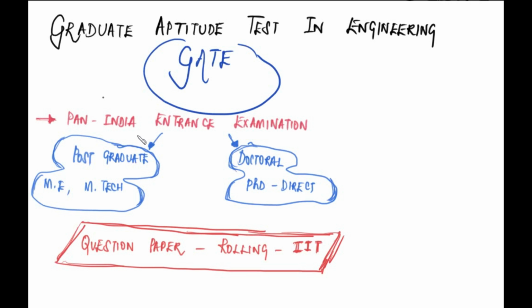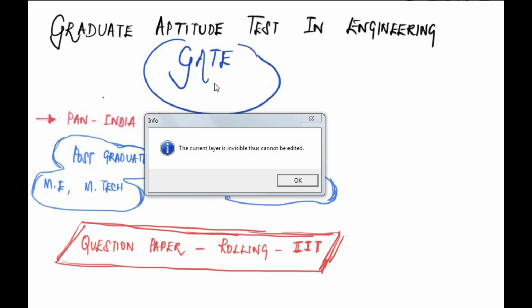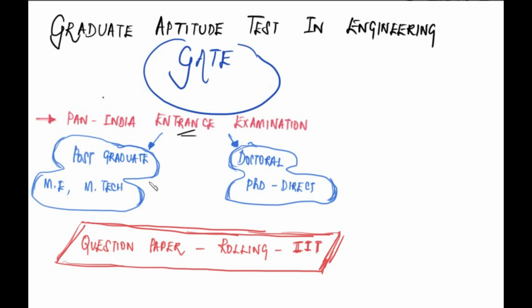So what is GATE? It is Graduate Aptitude Test in Engineering. It's a pan-India entrance examination which is conducted throughout India at the same time, right? So what is the need to appear for this GATE examination? It is generally done for admission to postgraduate programs like ME and MTech, or for direct doctoral programs. So any graduate can apply for this. For example, any person who has done engineering graduation, or a life sciences graduate, anybody can apply for this.